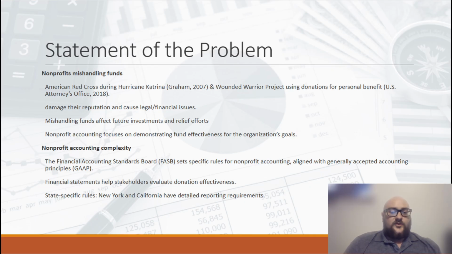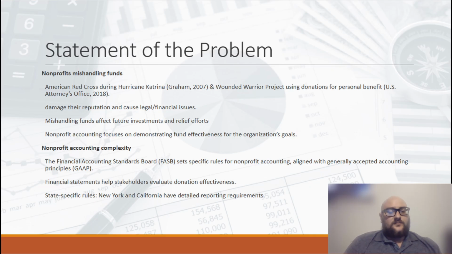And the Wounded Warrior Project used donations for personal benefit with $150,000 of cash, gift cards, merchandise, and in-kind donations, according to the U.S. Attorney's Office, being used for personal benefits of the members of the organization. Mishandling funds affects future investments and relief efforts for both of these types of organizations. Nonprofit accounting focuses on demonstrating fund effectiveness for organizational goals.